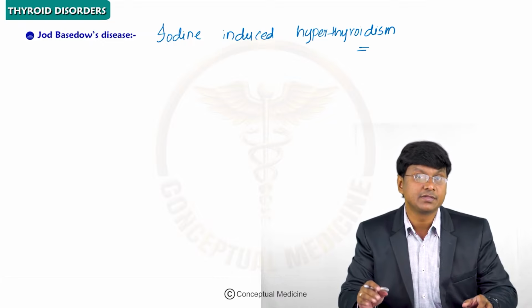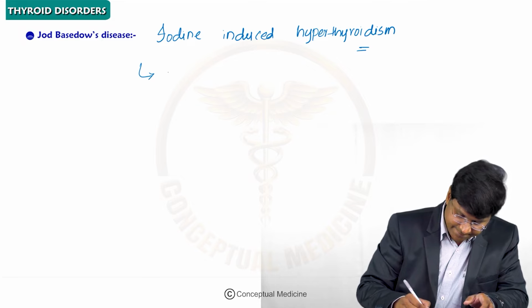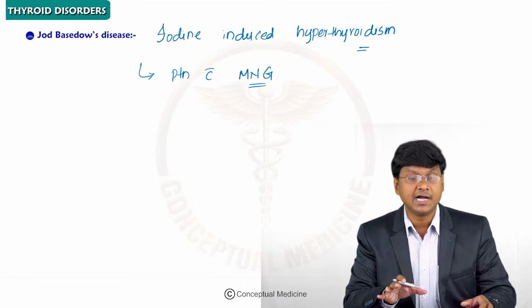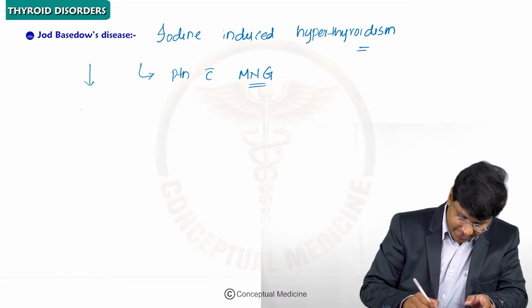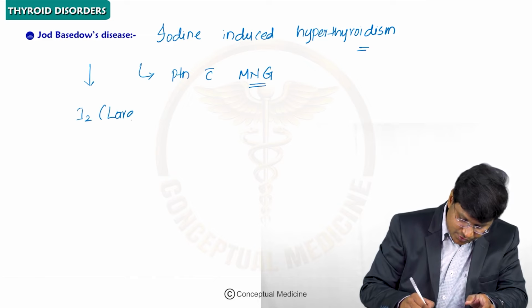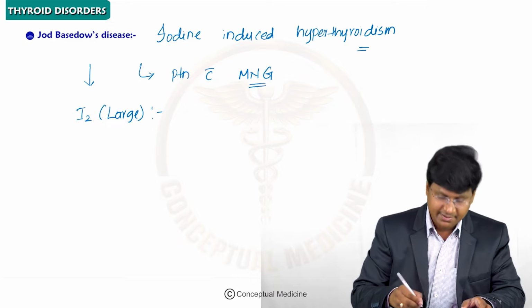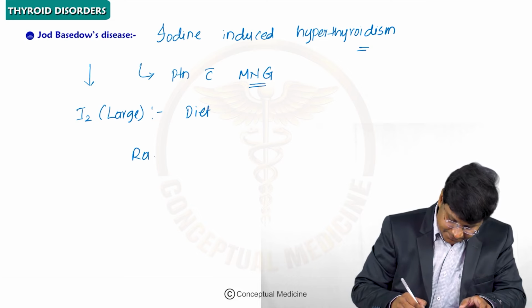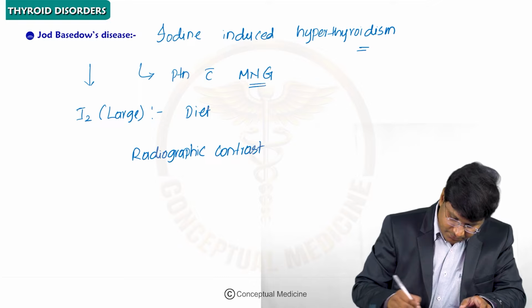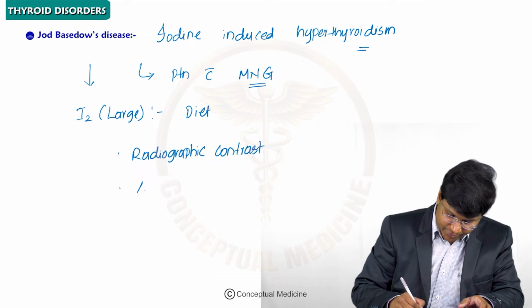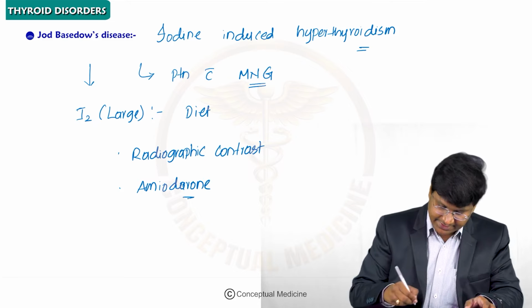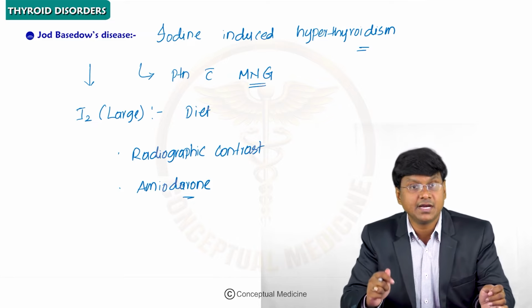And this may occur in patients with multinodular goiter, after an intake of a large amount of iodine. How can this intake of a large amount of iodine happen? That can be in the form of diet, in the form of radiographic contrast material, and in the form of drugs like amiodarone. So these are all the ways by which iodine can be supplemented in large amounts within the individual.